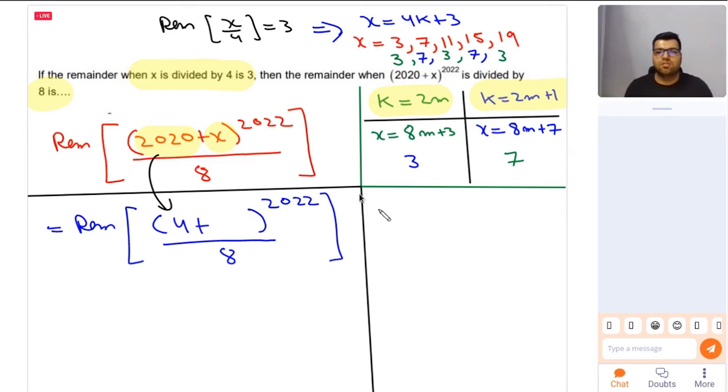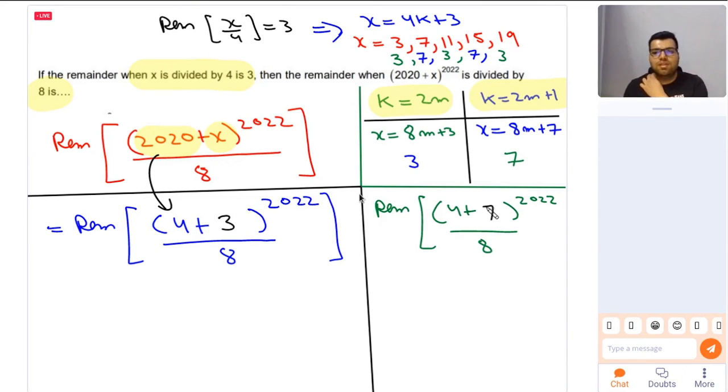So let me make the other case. Remainder of 4 plus x raised to power 2022 divided by 8. What I learned is that I'm just replacing x with its remainder with 8. So either the value is 3 or the value is 7. Now let us calculate these individual values. So this value is coming out to be the remainder of 7 raised to power 2022 with 8.